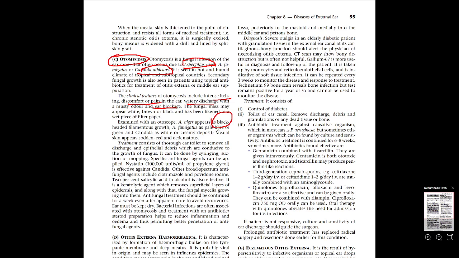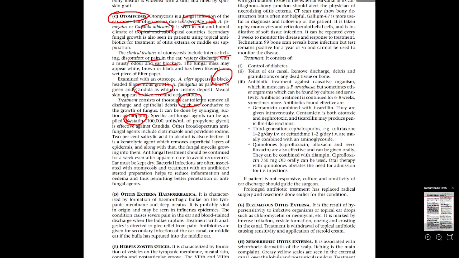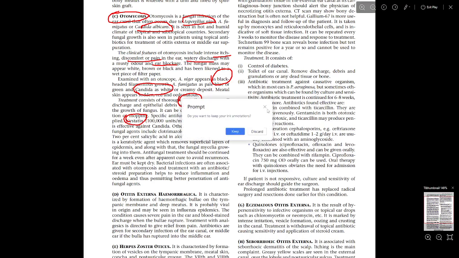Fumigatus appears pale blue and Candida white. Candidas are always white. Okay. Treatment can be either toilet or suction can be done. Nystatin, a fungus killer, can be used. Okay. So let me show you the pictures now.